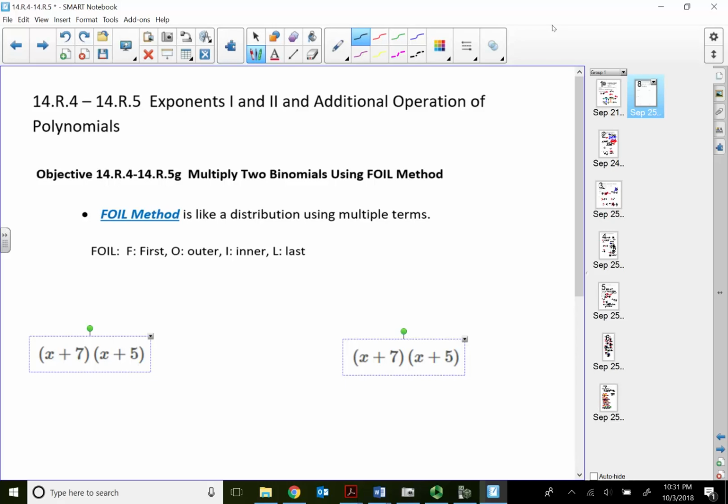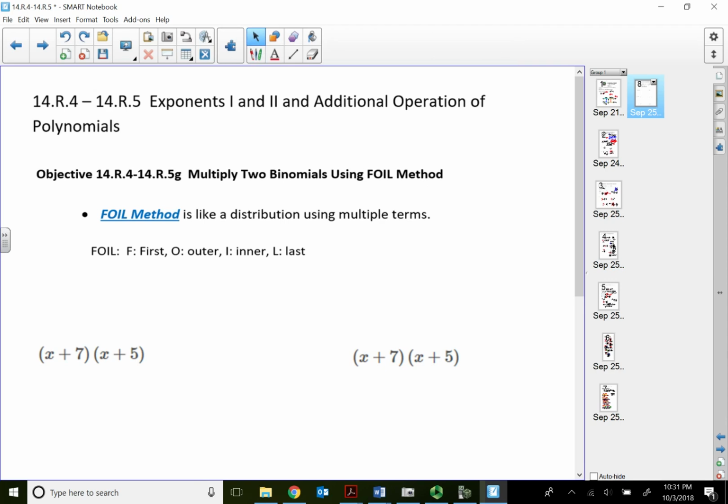All right, welcome back to Math 155, 14.4 to 14.5 integrated review. So this is our last video on 14.4 to 14.5, talking about multiplication of polynomials, specifically multiplying two binomials. Binomial means a polynomial that consists of two terms. So we're going to take two binomials and multiply them together using a technique called the FOIL method.